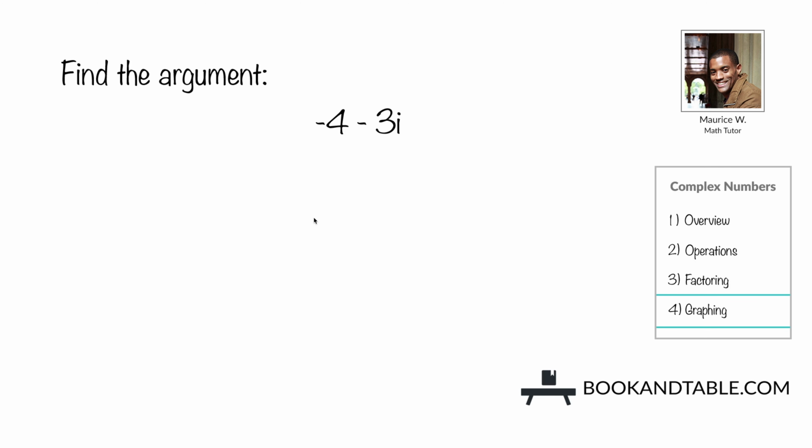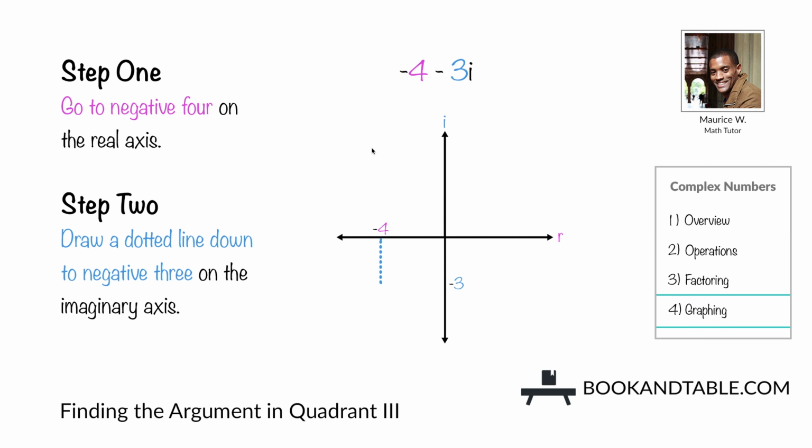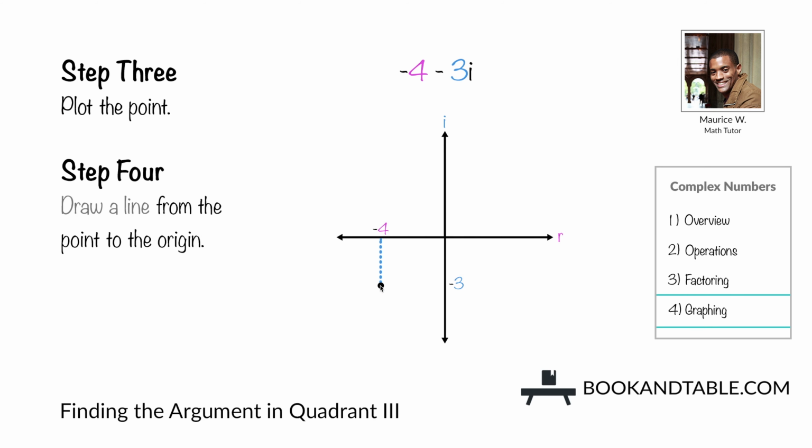So let's say we were asked to find the argument of negative 4 minus 3i. We're going to draw our right triangle. So step 1, go to negative 4 on the real axis. Step 2, draw a dotted line down to negative 3 on the imaginary axis, and then plot the point. The fourth step, draw a line from the point to the origin.